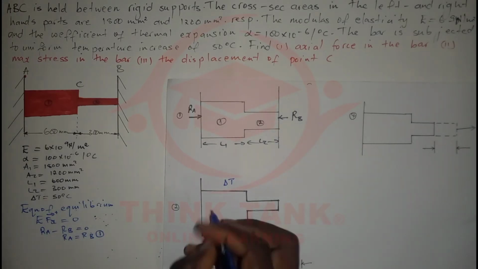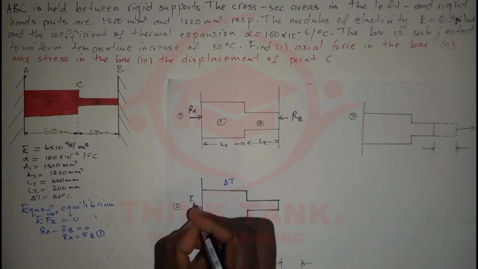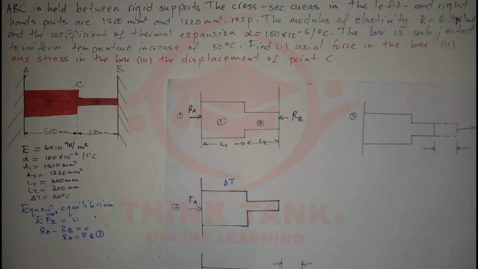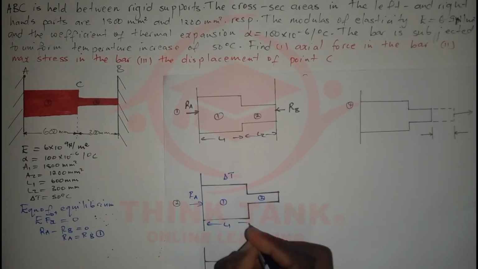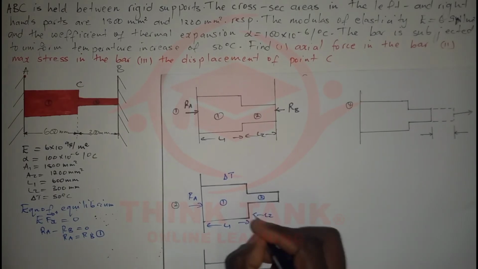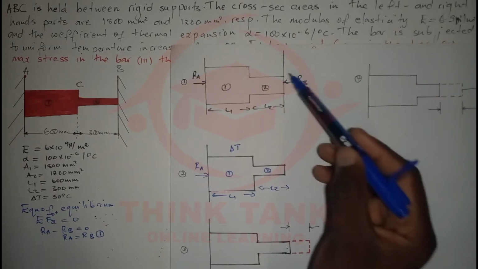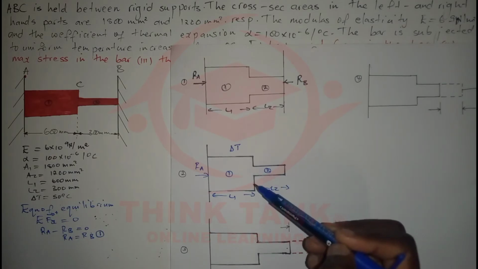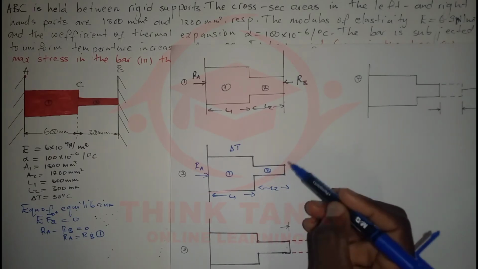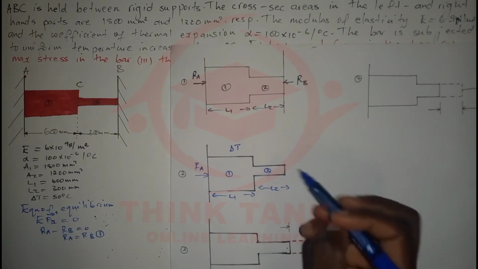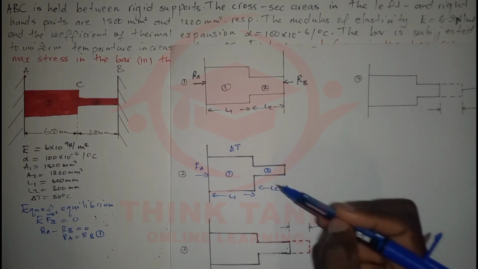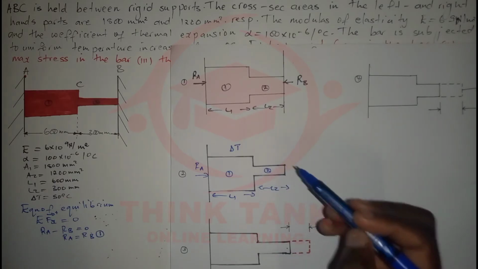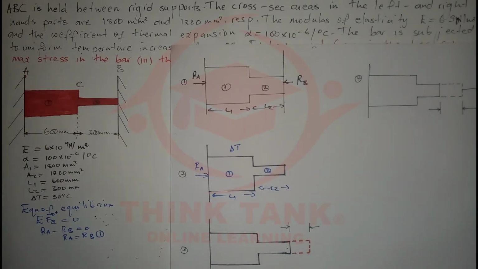When we do that, the reaction RA is still there. This one is still part 1, and this one is still part 2, still L1 and L2. If we remove the support here, this bar will no longer be held by anything here, which means it will be suspended. So it's going to have a force due to the load. What is going to happen if we apply it?